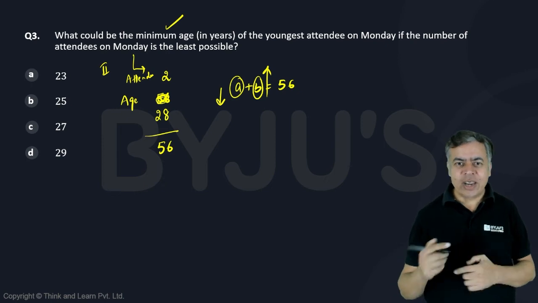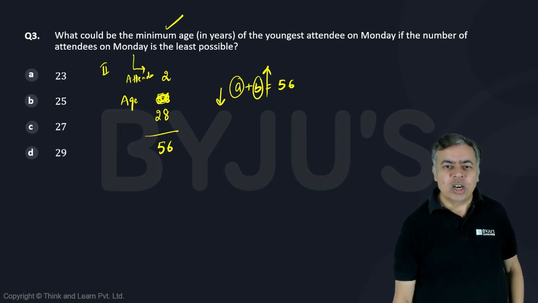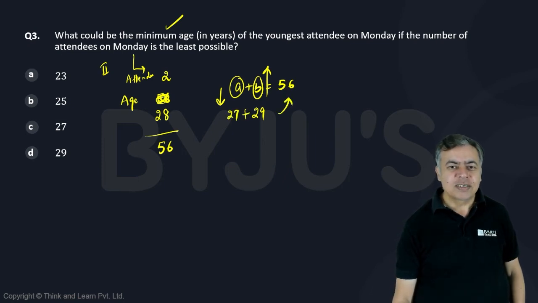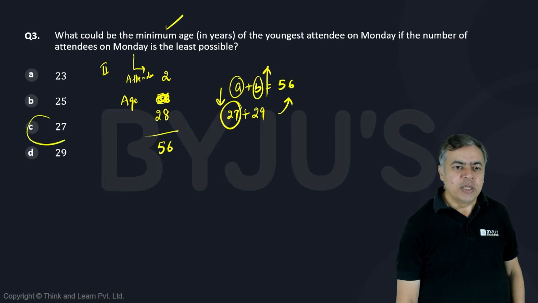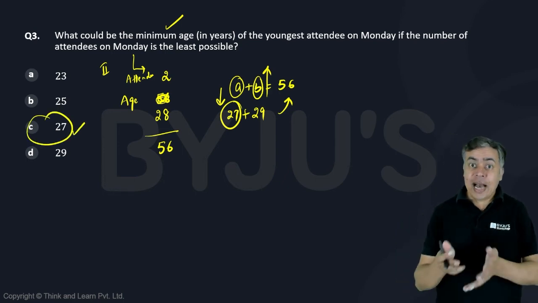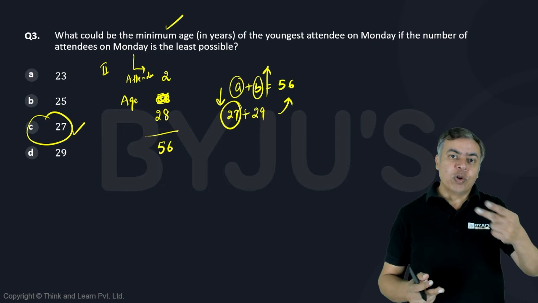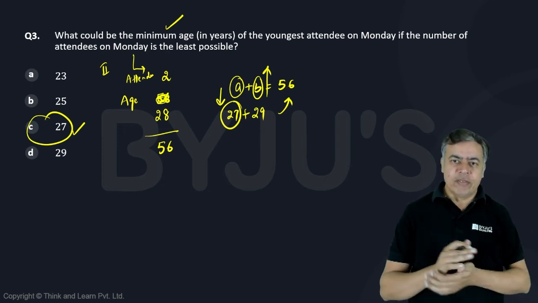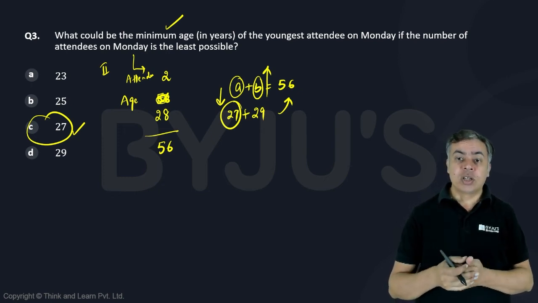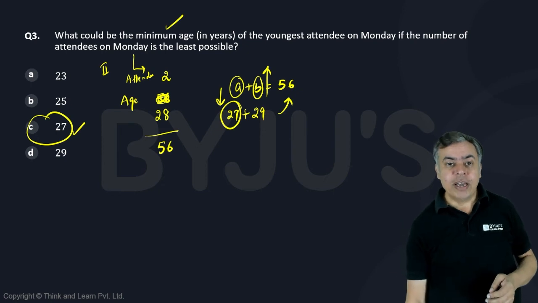Right? So they cannot be. So the maximum age cannot be more than 29. So the minimum age will be 27 only because the total is 56. So 27 should be the answer because their average is 28 and there are only 2 attendees in the case of the second one, right? Where we are talking about the number of attendees on Monday being least possible.